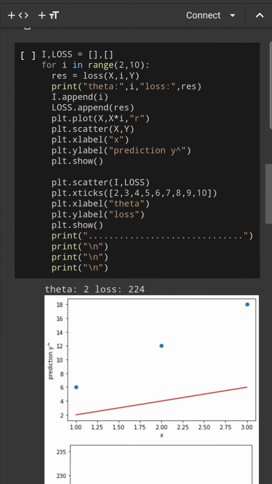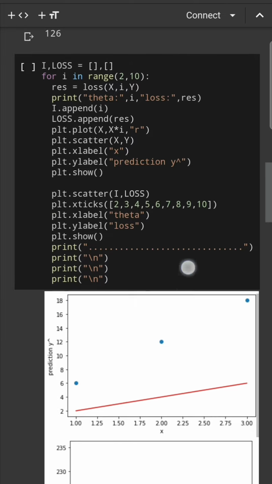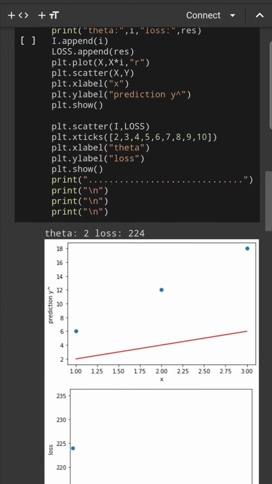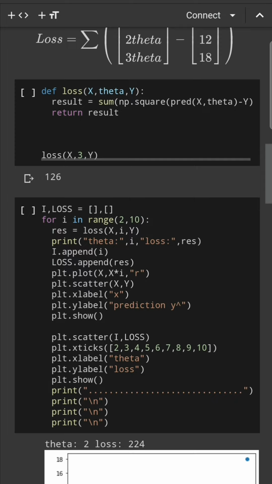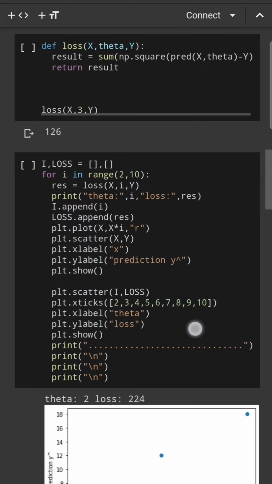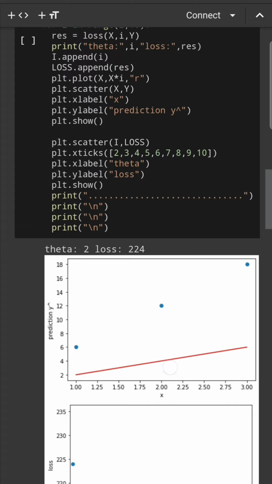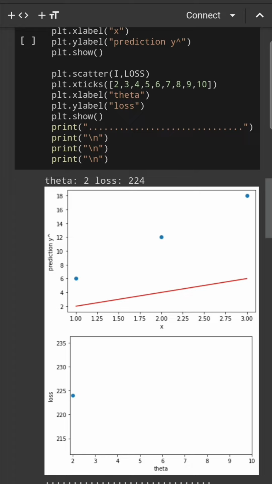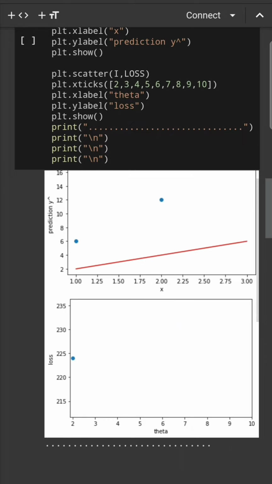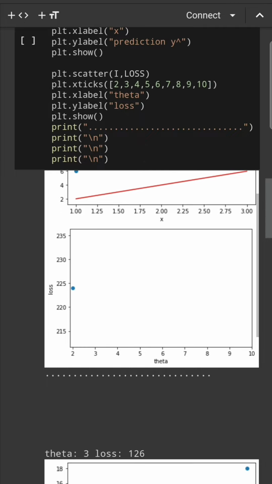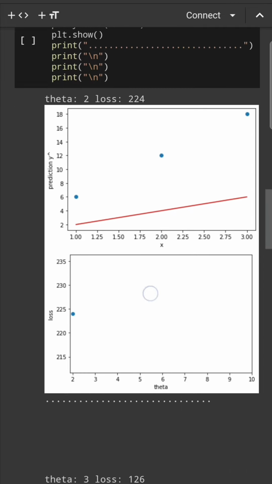As we can see over here, theta is 2, and the loss came out to be 224 using the same function. If you just input 2, you'll get the loss 224. And when we plot the prediction against x, the function for prediction will look something like this. And when we plot it against loss and theta, what was the loss? 224 when theta is 2.